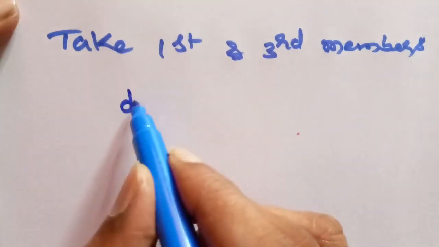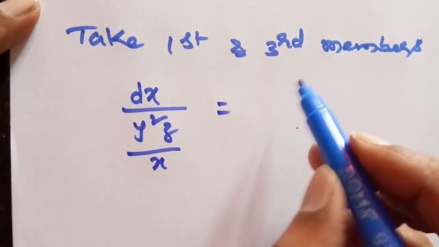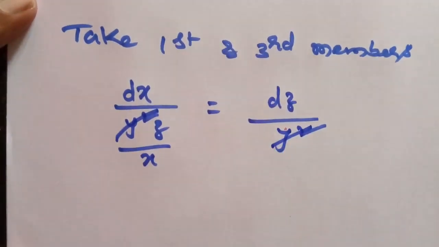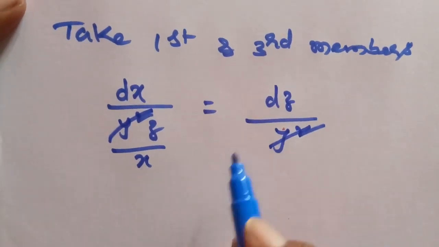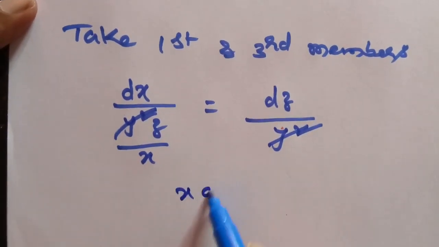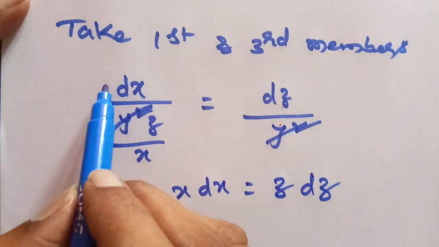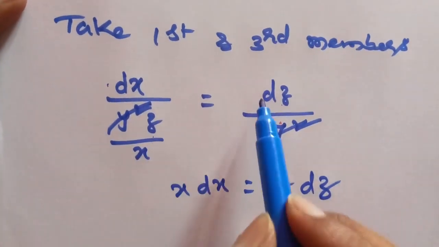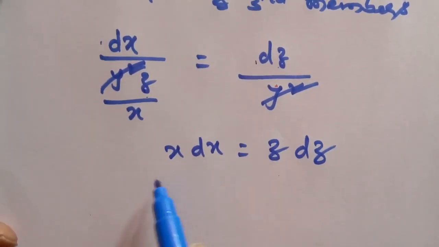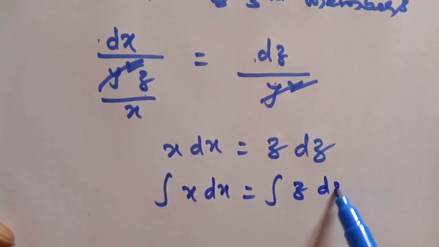Now write down dx by y square z by x equal to dz by y square. Now here y square gets cancelled and separating the variables. Therefore, z by x, that is x by z, x into dx. By cross multiplication, this can be written as z into dz. This x becomes the numerator. By cross multiplication, z comes to the right hand side. Therefore, integrating on both sides, we get x dx is equal to z dz.